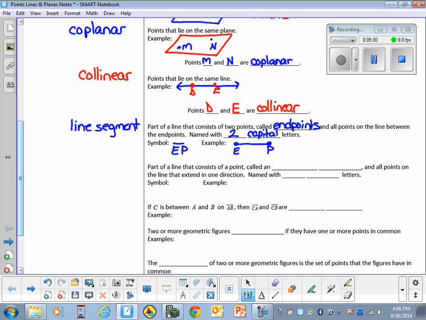Whenever possible, put your letters in alphabetical order. That's mathematical grammar, and it helps the person who's reading your work.